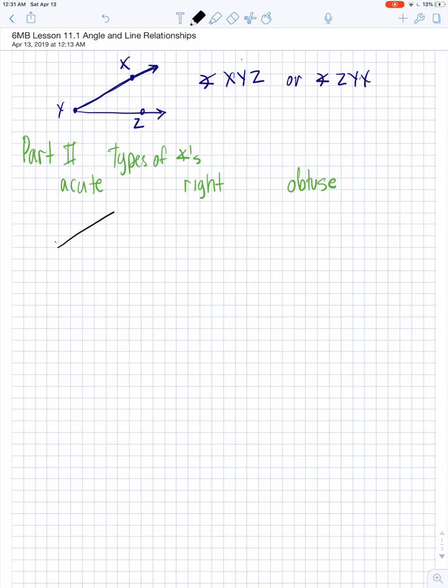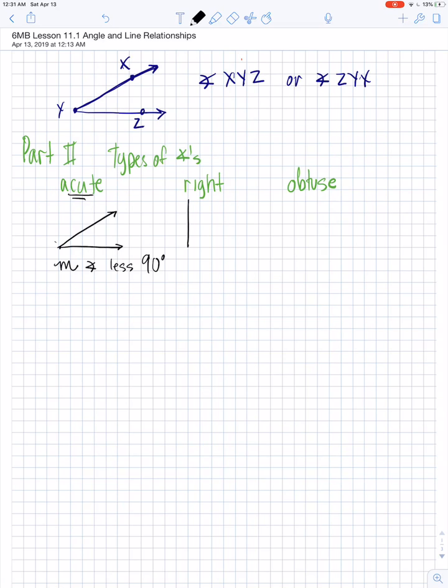We can have an acute angle. So here I am drawing an angle, again, made up of two rays with a common vertex. If the measure of the angle is less than 90 degrees, it's acute. So this example right here would be an example of an angle that's acute.